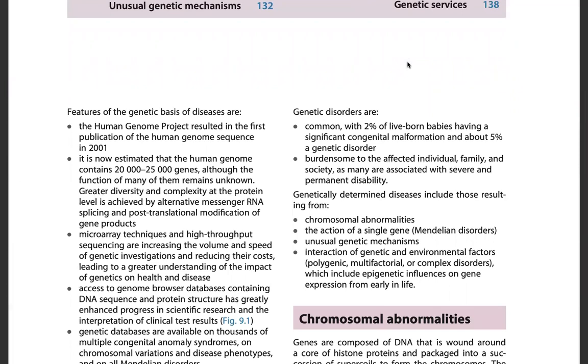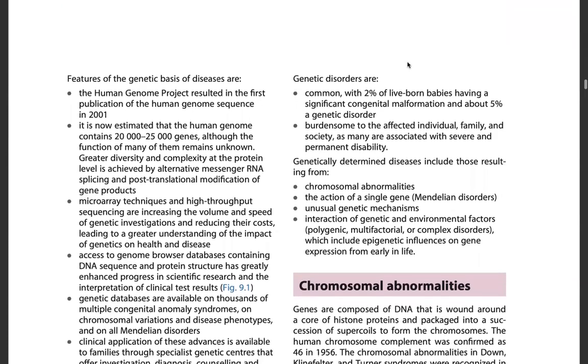Greater diversity and complexity at the protein level is achieved by alternative messenger RNA splicing and post-translation modification of gene products. Microarray techniques and high throughput sequencing are increasing the volume and speed of genetic investigations and reducing their costs, leading to a greater understanding of the impact of genetics on health and disease. Access to genome browser databases containing DNA sequence and protein structure has greatly enhanced progress in scientific research and the interpretation of clinical test results.